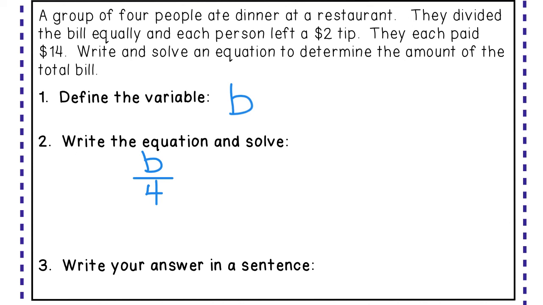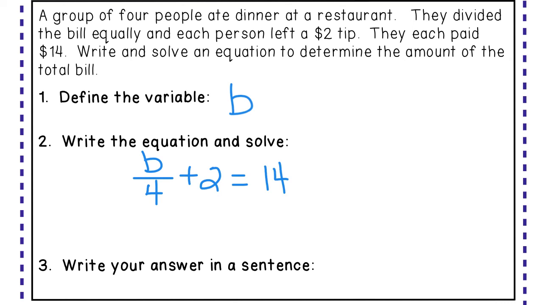But after they divided the bill, they each left a $2 tip. So we have to include the $2 tip. And this shows that each person paid $14. So what we have, B over 4, is each person's part of the bill plus each person's tip, and it equals the amount each person paid. So now that we've got our equation, it's time to solve the problem.